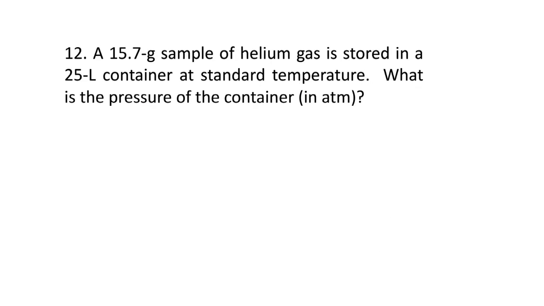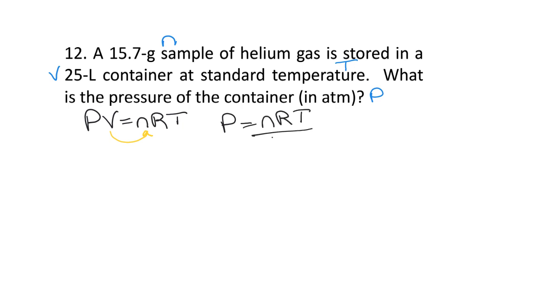Okay, last one. Number 12, a 15.7 gram sample of helium gas is stored in a 25-liter container at standard temperature. What is the pressure in ATMs? So once again, you have all the variables for PV equals nRT. Now, we're actually going to solve for P, so we're going to put the V underneath there. So P equals nRT divided by V.